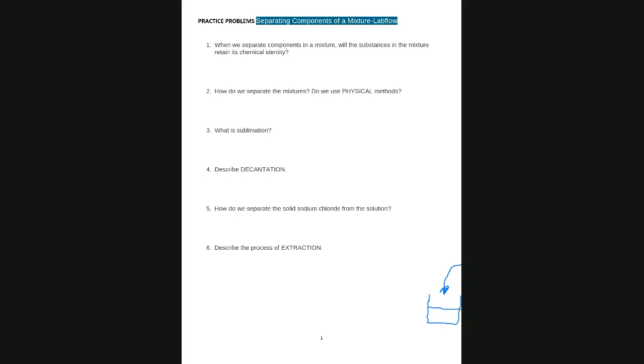So extraction is the process that we use to separate soluble compounds, which means when I add water, the table salt is going to disappear. It dissolves in the water. So extraction is when we separate soluble compounds from insoluble compounds. Does it make sense? Yes. Okay, good. So this is how we separated basically the sodium chloride from the sand.